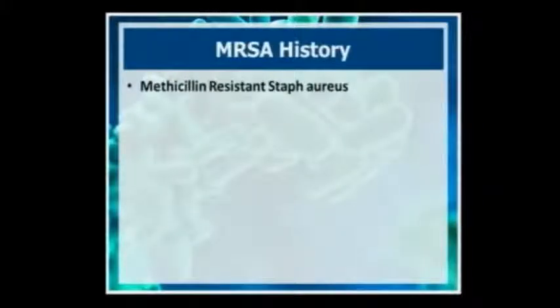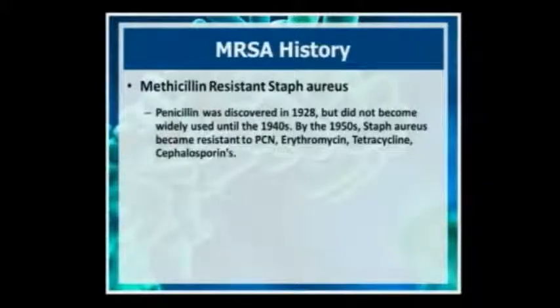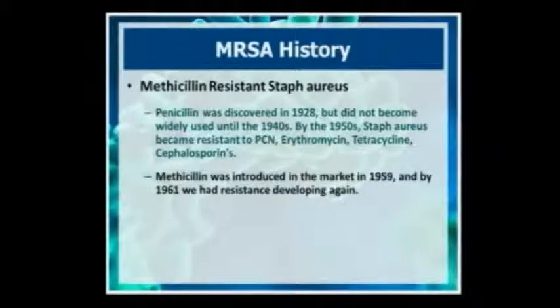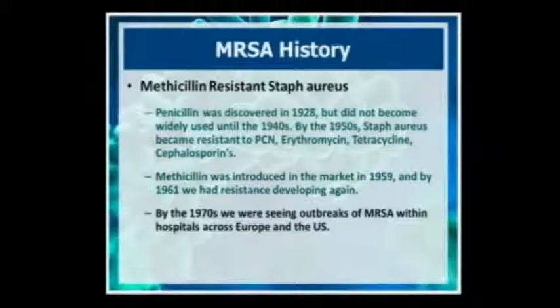MRSA, let's talk about this for a minute. Methicillin-resistant Staphylococcus aureus. Penicillin was discovered in 1928. It was not widely used till the 40s, but by the 50s, Staph aureus became resistant to penicillin. That didn't take long. Methicillin, we talked about this a second ago, was introduced in the market in 59, and by 61 we had resistance developing again. So that really just goes to show how determined this Staph aureus is to survive in the presence of antibiotics.